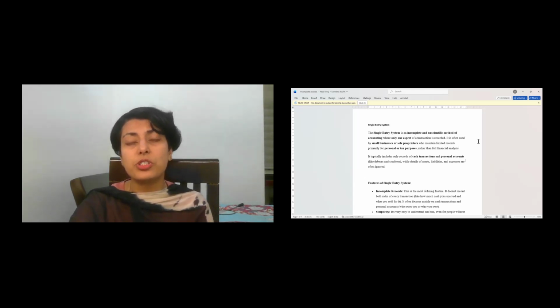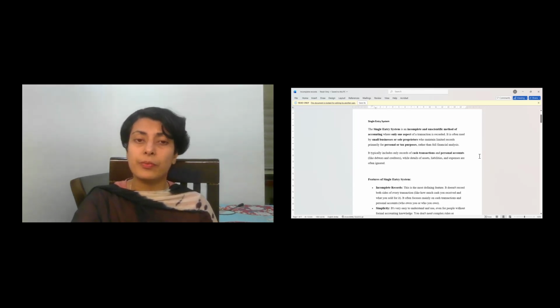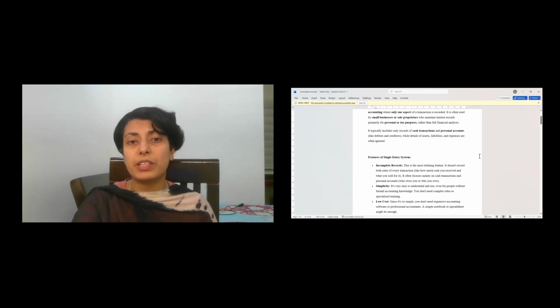So here, the major feature is that the system itself is unscientific and it is incomplete. It does not record both the elements of the transaction. It's highly unscientific and incomplete.